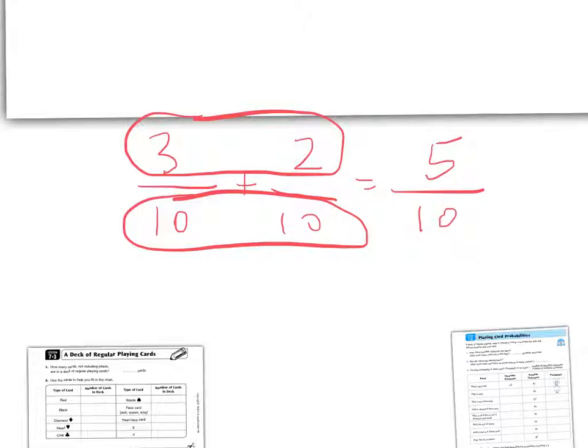Whenever you add a fraction and the denominator is the same, all you do is add the numerators. Same with subtracting fractions. As long as the denominator is the same, you just subtract the numerators. Alright, so we're going to be doing that throughout the lesson, but I thought I would just knock that out a little bit right now.